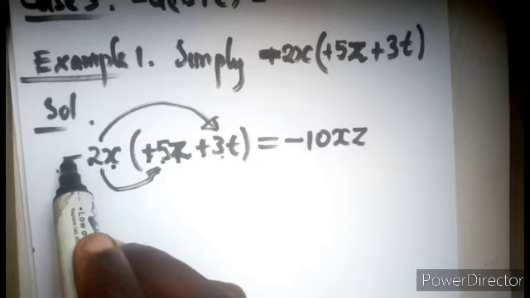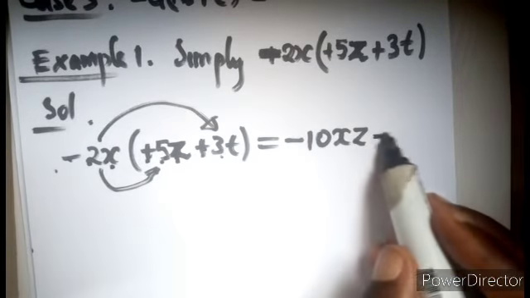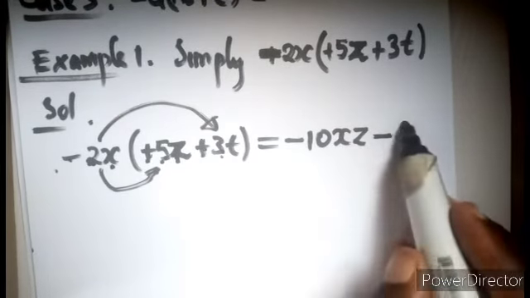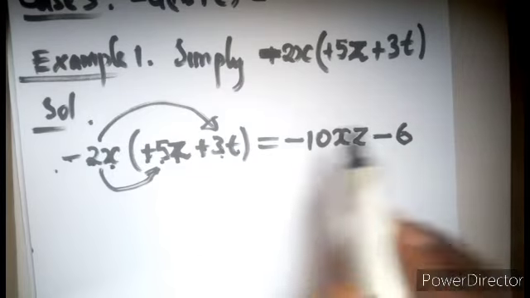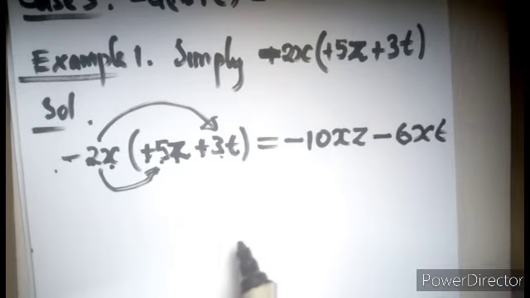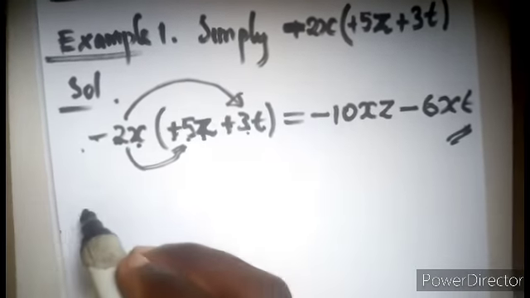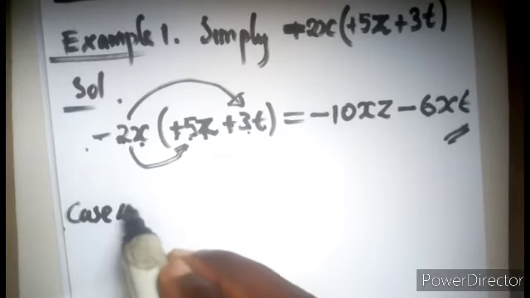Minus 2x this time around times plus 3t is what? Okay, we start like this. Negative times positive is negative. 2 times 3, 6. X times t, xt. And that is your final solution. That's opening the bracket.